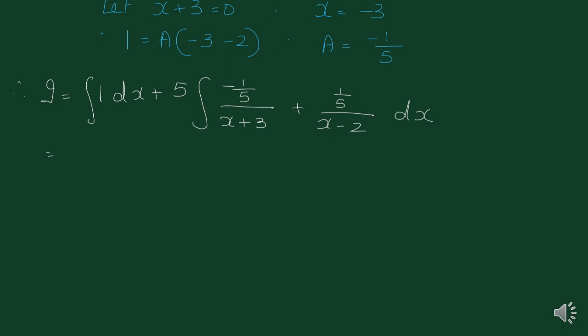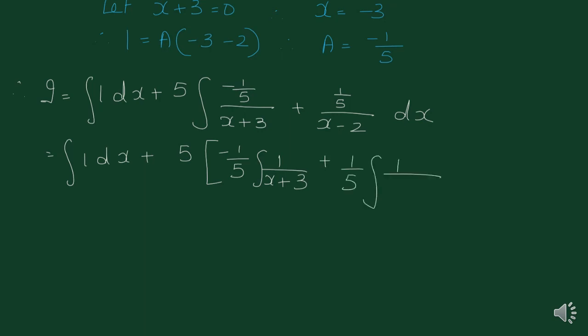So now upon doing further, let us write it one more time over here, 1 dx as it is, plus 5, and now we can separate out the integrals as −1/5 the integral of 1/(x + 3) plus 1/5 the integral of 1/(x − 2), dx in both the cases.